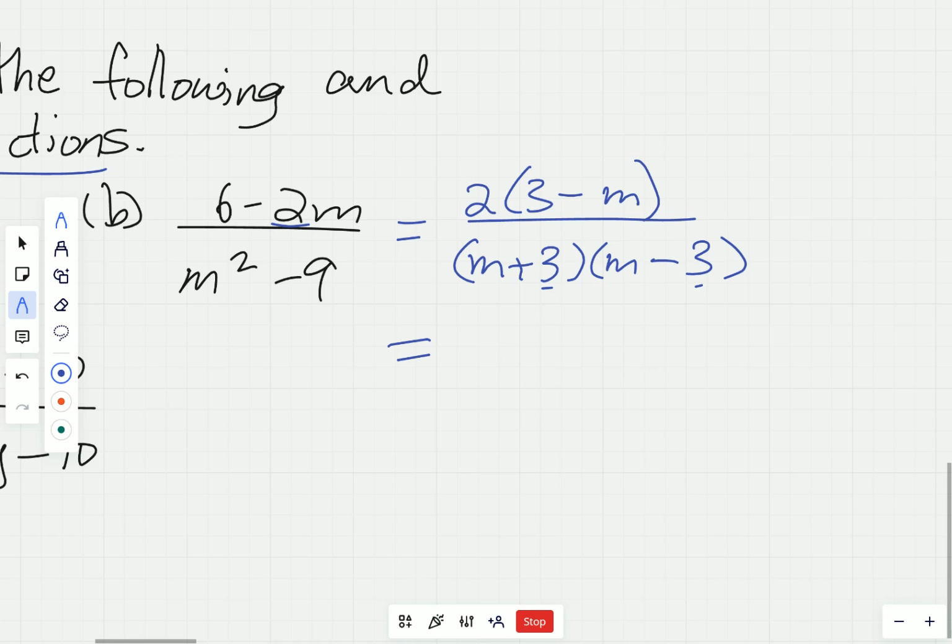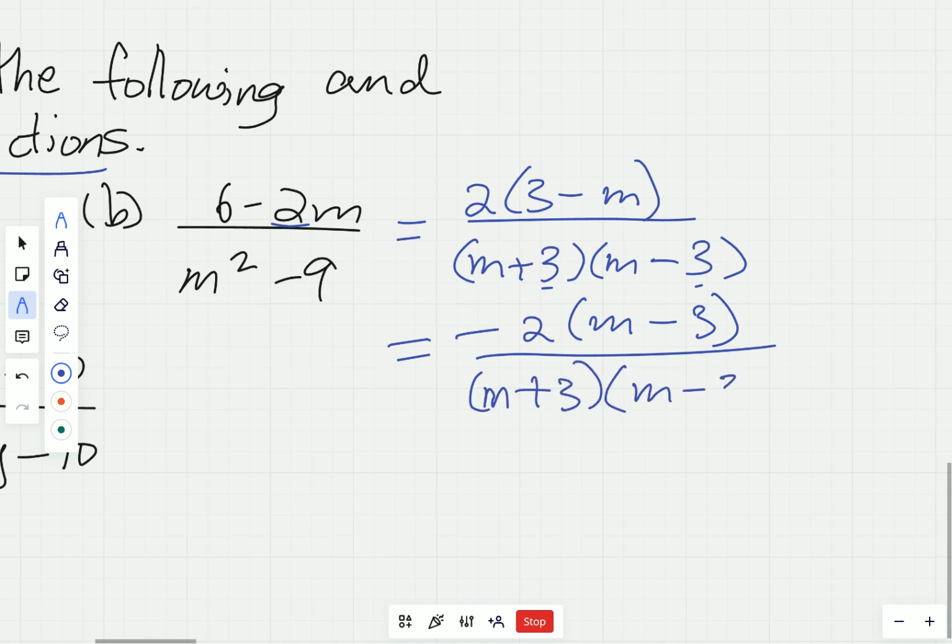All right, so now we need to see if we have any common factors in the numerator. Well, actually we do. So the numerator, let's factor out a negative 1 from the bracket. Okay, so then we have negative 2 times m minus 3. In the denominator, we have 3 plus m times m minus 3, and we see that our common factor is m minus 3, so let's factor those out, and we're left with negative 2 over m plus 3. All right, so we simplified.